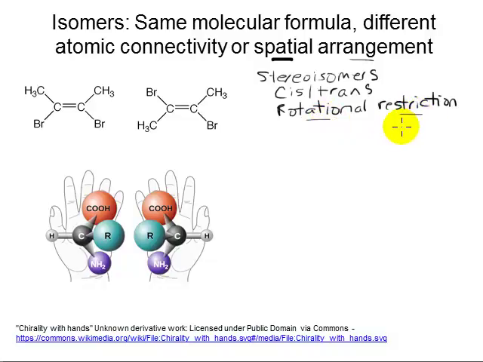So here, for example, in this dibromobutene molecule, there are two possible isomers that exist. One in which the two bromine atoms are positioned on the same side of the molecule relative to the double bond, as we see here. This is called the cis orientation, cis meaning same.